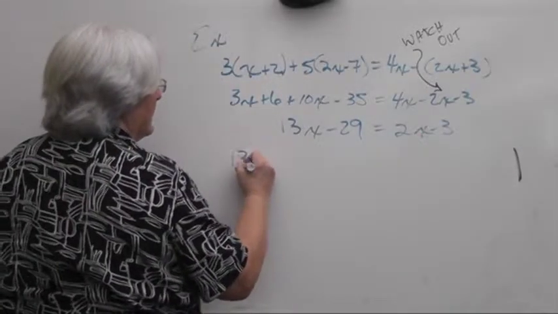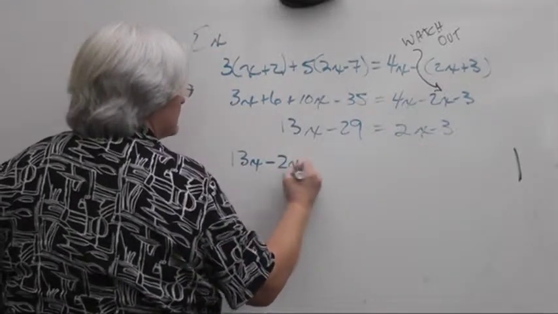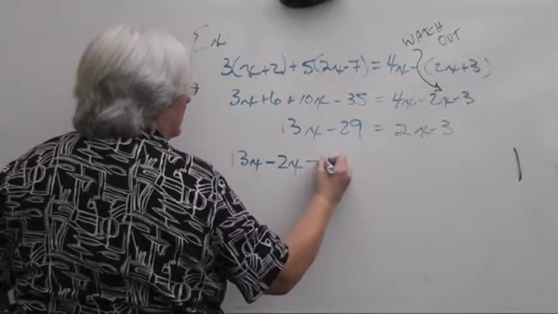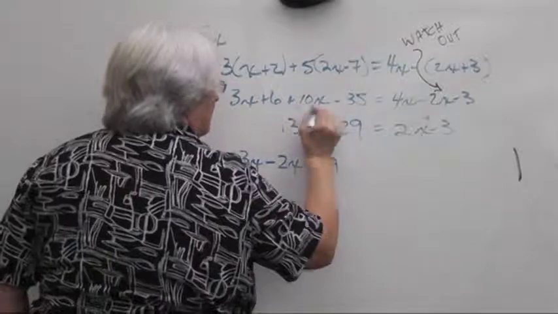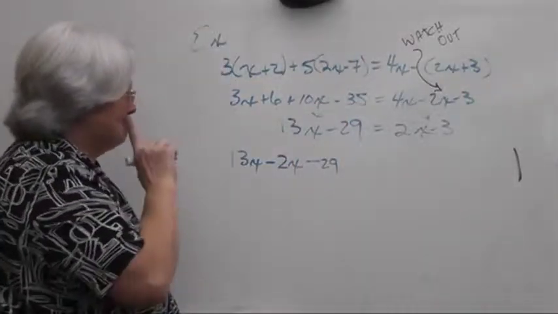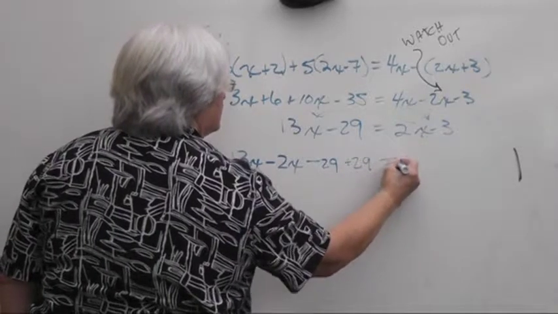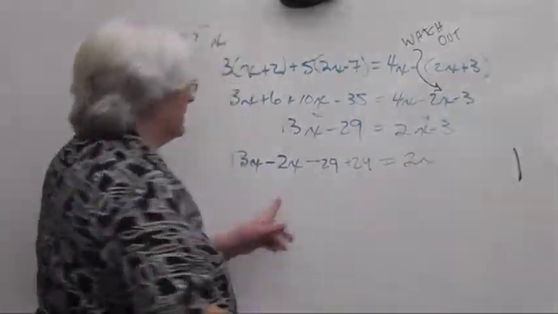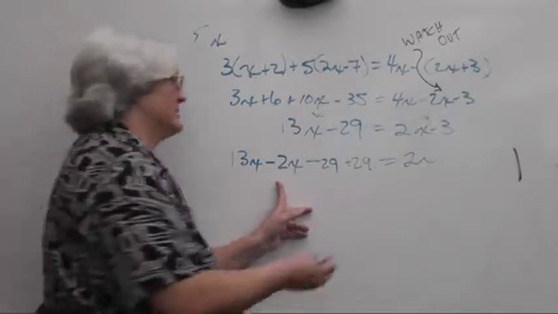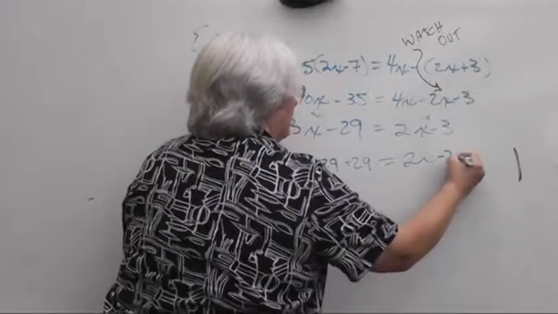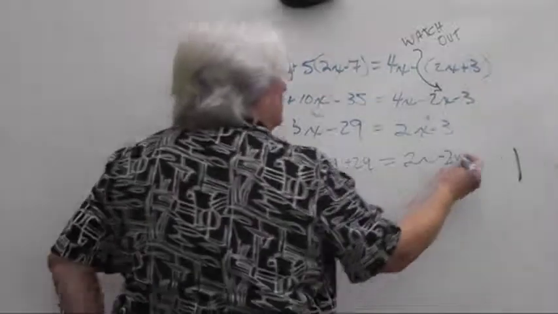So I have 13x, I have to subtract 2x, minus 2x. Negative 29, I want to be able to move that over to the right side of the equation, plus 29 is equal to 2x. What did I do over here? I'm sorry, minus 2x. I've subtracted 2x from both sides of the equation. And I've also added 29.